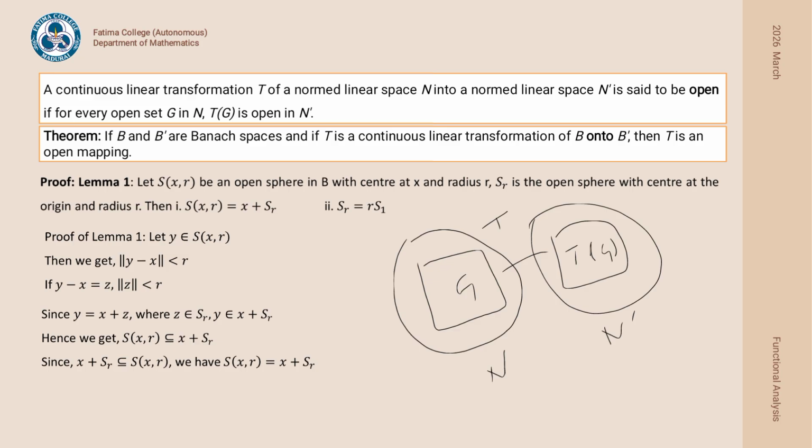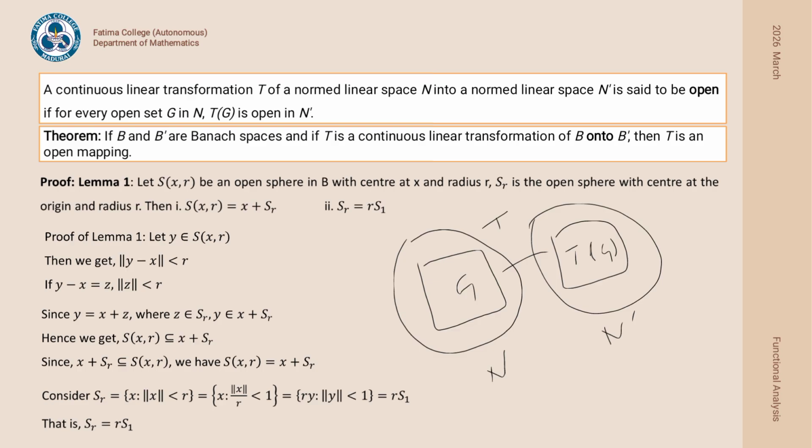Also, by the definition of the open sphere, it is obvious that x plus SR is a subset of S of x comma r. Hence, we have S of x comma r is equal to x plus SR. Next, we have to prove SR is equal to r into S1. For that, let us consider SR. SR is equal to the set of all x such that norm x less than r. That is by the definition of an open sphere.